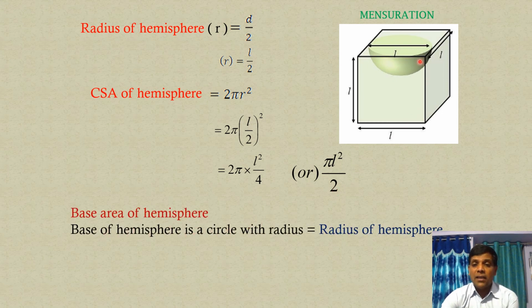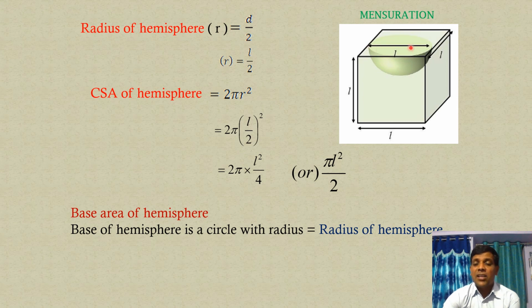Base area of a hemisphere. What is the shape of the base of a hemisphere? The base shape of a hemisphere is a circle. So the area of a circle equals pi r square. The base of the hemisphere is a circle with radius equal to the radius of the hemisphere. Here the radius of the circle and the radius of the hemisphere are equal.